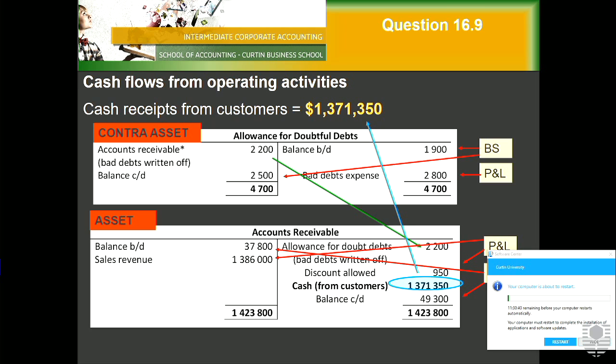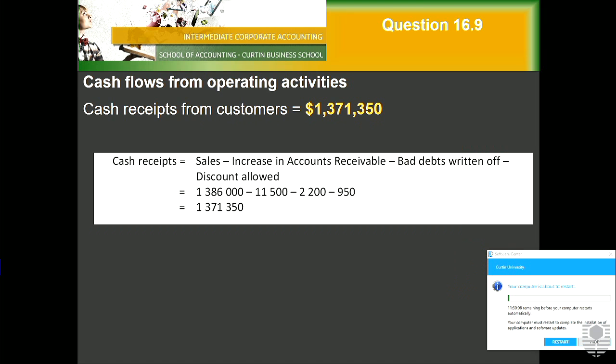Okay, and as I said before, this is the one way to do it where we're doing a reconstruction of these accounts. I prefer to do it this way because, like I've said, I'm a visual learner, and I can visually see the movements in the accounts and the cash component. But if you're comfortable with the formula and you're comfortable that you're not going to forget that you have to adjust for your discount and for any bad debts, then you can use that formula as well, which is as follows.